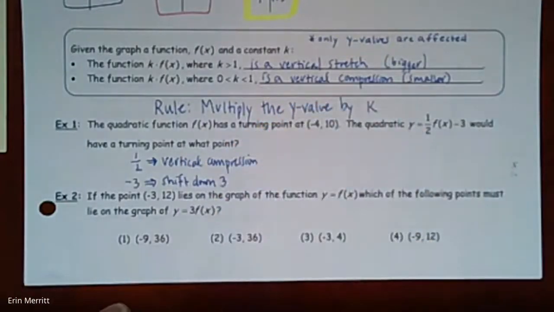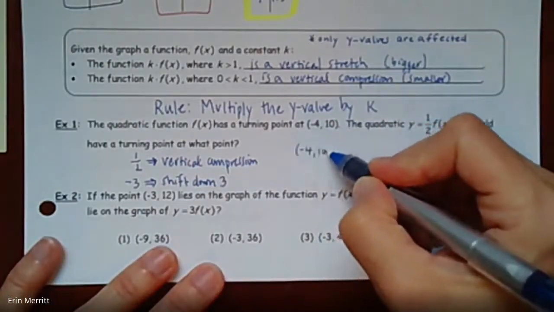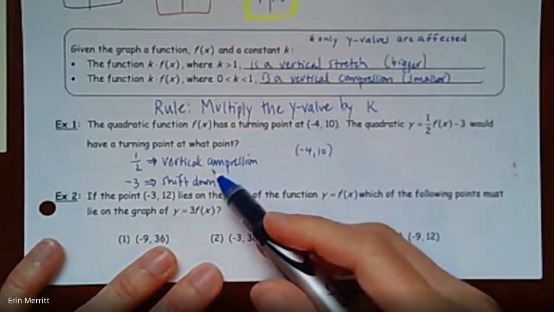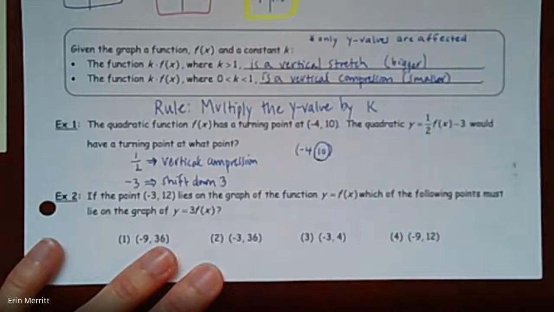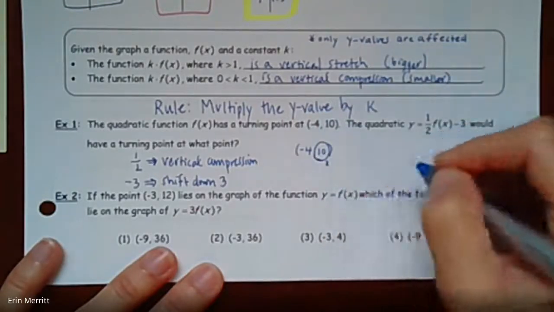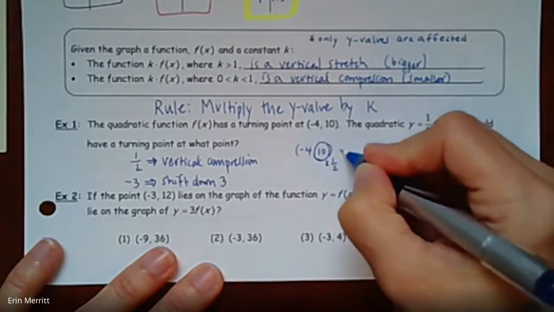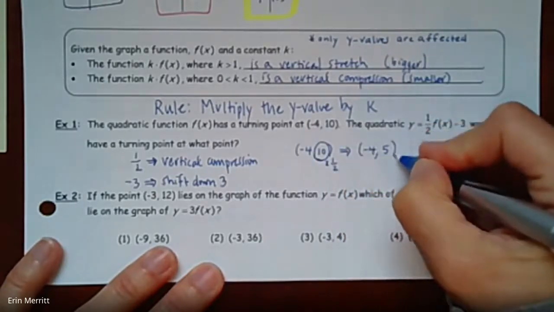So we're kind of combining things that we've talked about over the last few days. So let's take that point. Well, if I start with the point (-4, 10) and we have a vertical compression, like we just talked about, only the y value would be affected here. So you're going to multiply the y value times 1/2. So that would produce the point (-4, 5).